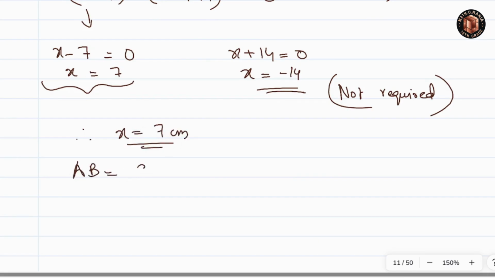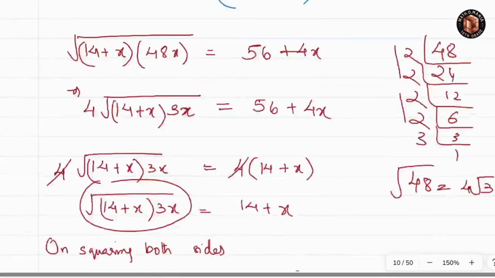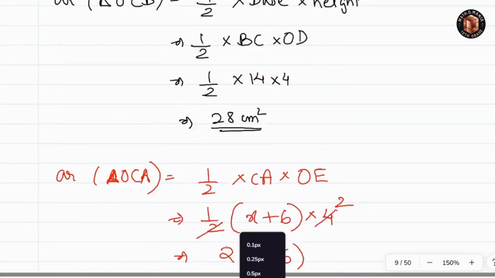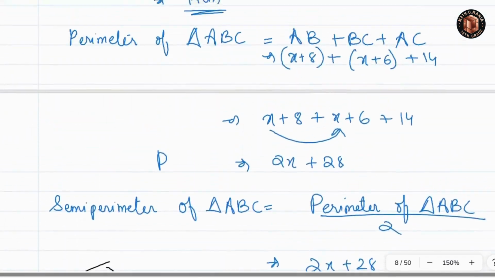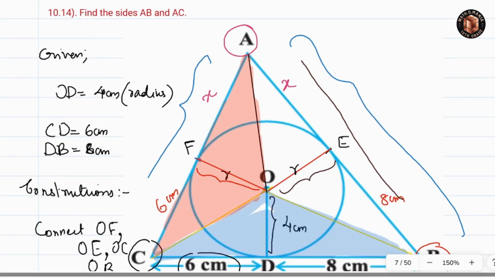Now, what is AB? AB equal to 8 plus 7, right? Which is equal to 15 centimeter. Similarly, what is BC? BC equal to 8 plus 6, which is equal to 14 centimeter. If I want to find AC, AC equal to 6 plus 7, which is equal to 13 centimeter. Now, we got AB, BC and AC, right? What they are asking here is to find AB, and we have to find AB as well as AC. Those two values we found, right?